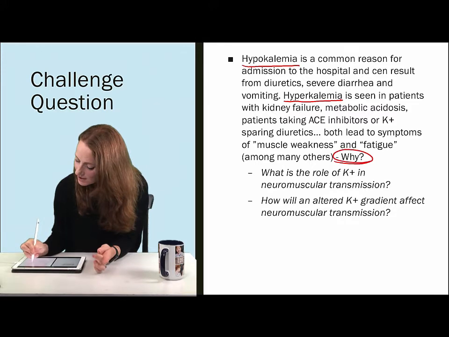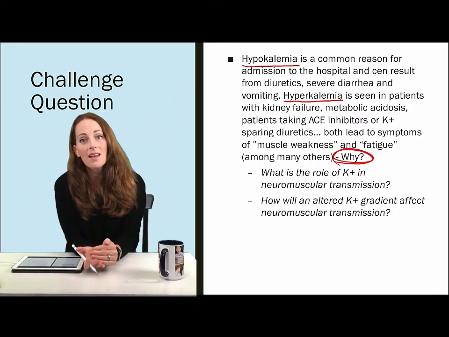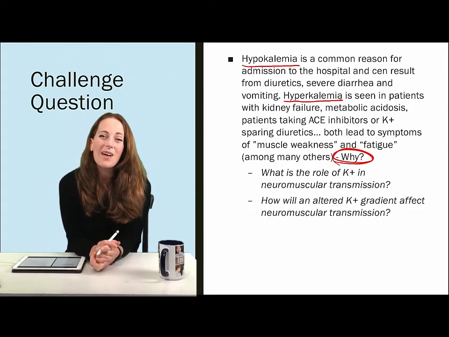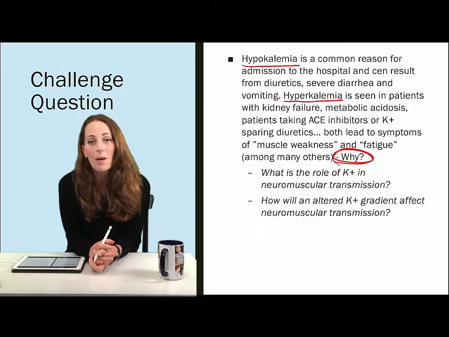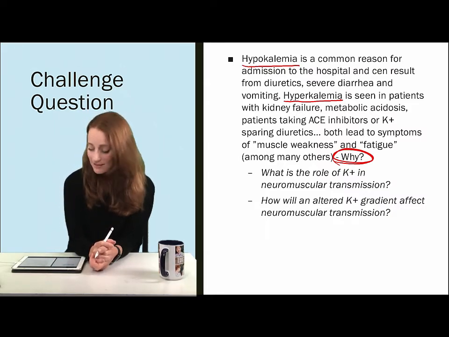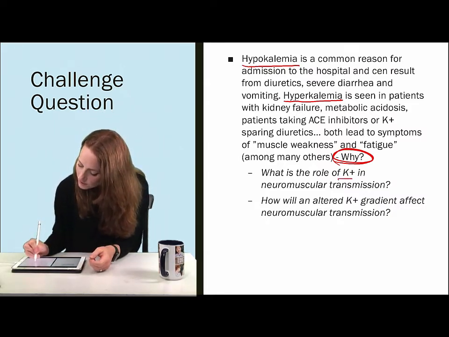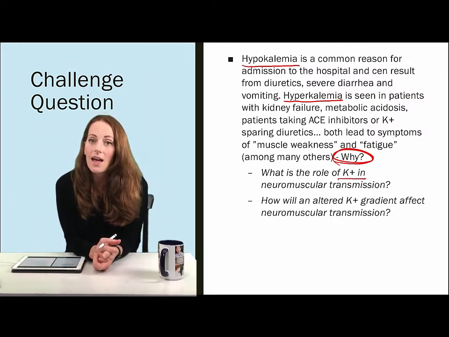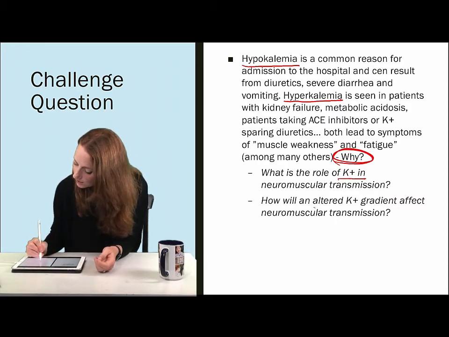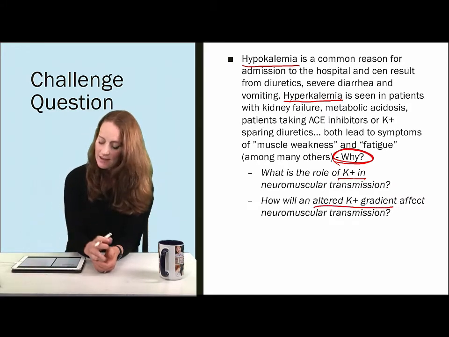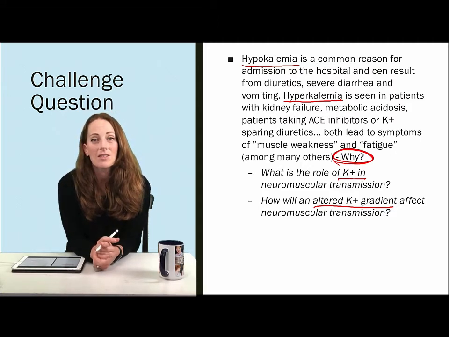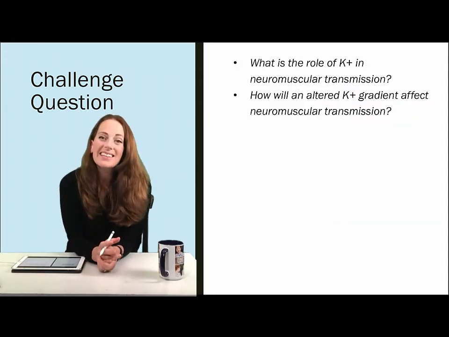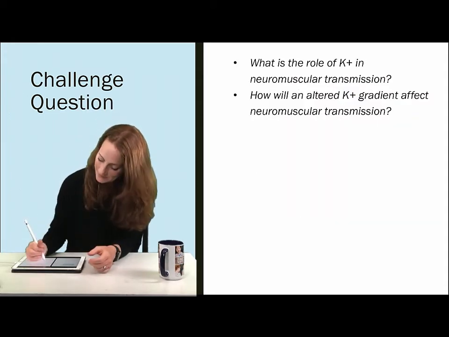How does this happen that both low potassium and high potassium can cause muscle weakness? Of course, they each have a range of other symptoms as well, but let's think about the muscle weakness related to potassium. So think about, what is the role of potassium in the membrane potential and the action potential? How would an altered potassium gradient affect the membrane potential and the action potential? Let's graph this and take a look.